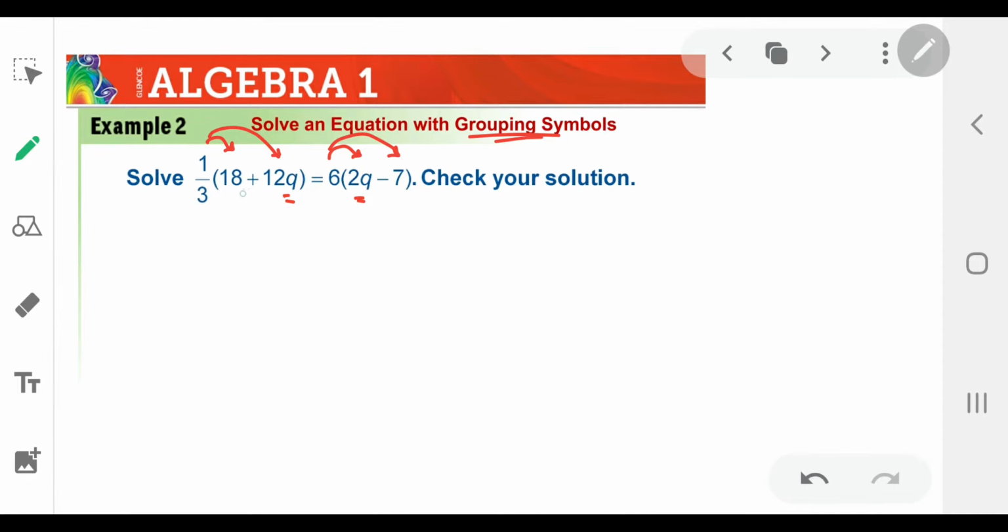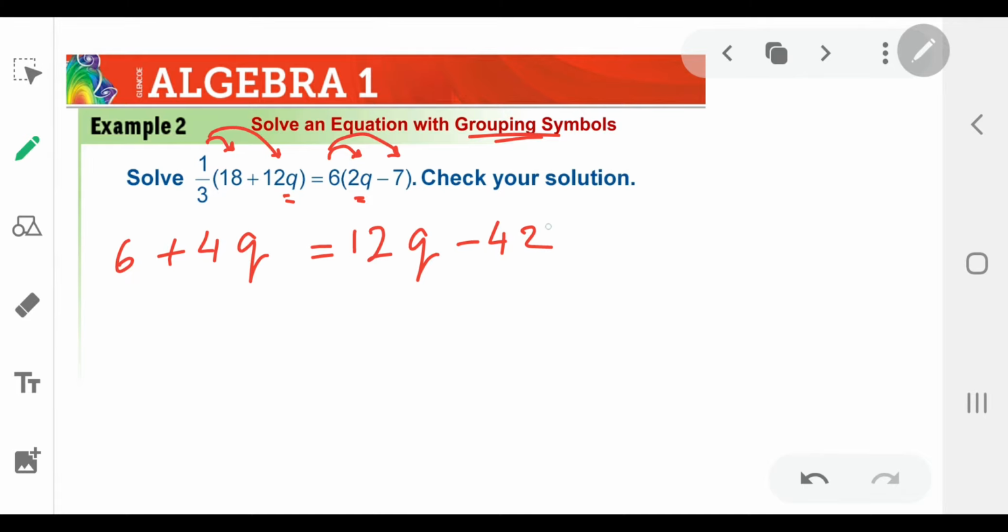1/3 of 18 is like multiplying 1 over 3 by 18. So 1/3 of the 18 is exactly like 18 divided by 3, which is 6. And 1/3 of the 12 is exactly like dividing 12 by 3, which is 4Q. Let's multiply now the 6. 6 multiplied by 2Q is 12Q. 6 multiplied by the 7 is 42. So I have 6 plus 4Q equals 12Q minus 42.